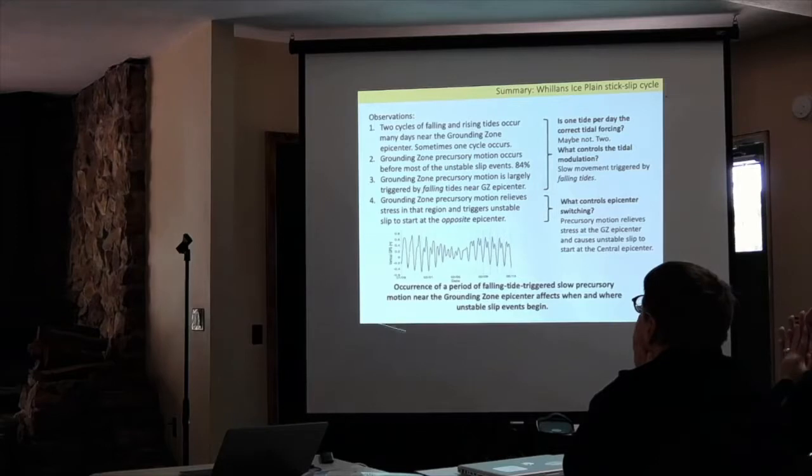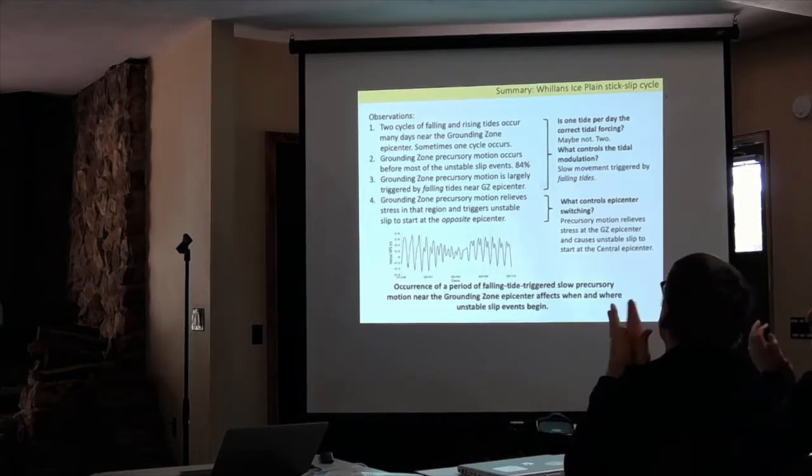So this is kind of a summary. The occurrence of a period of falling tide triggered slow precursory motion near the grounding zone epicenter affects when and where unstable slip events begin. So that's all. Thank you.